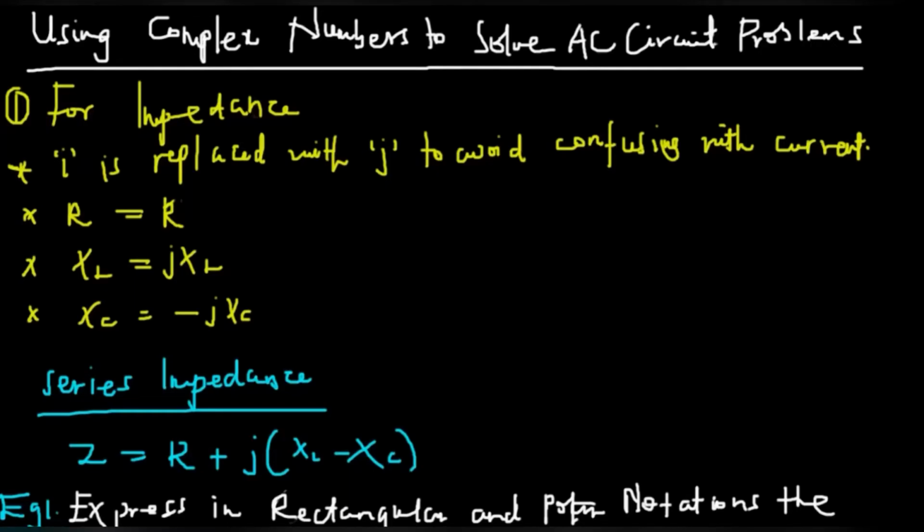Right, so in this video we'll be talking about using complex numbers to solve AC circuit problems. You have to pay close attention to this portion of the tutorial. They sometimes sound confusing, but they are very simple. We'll be dealing with complex numbers with respect to impedances, and then with respect to power. The first topic is impedance, and the second one is power.